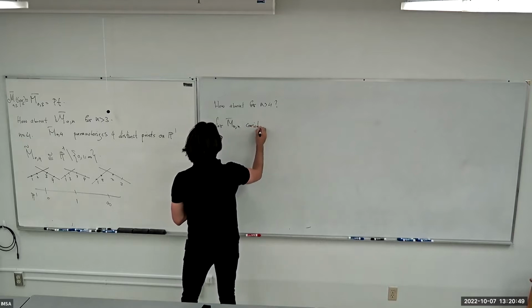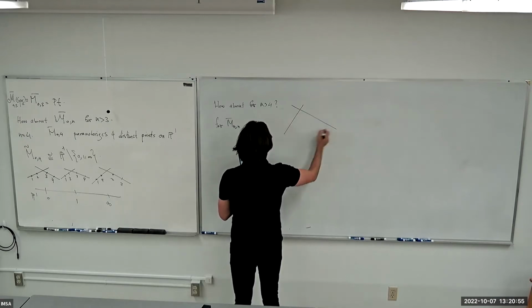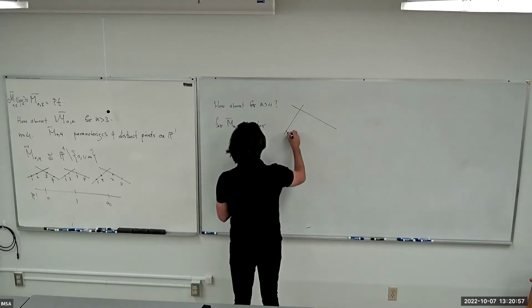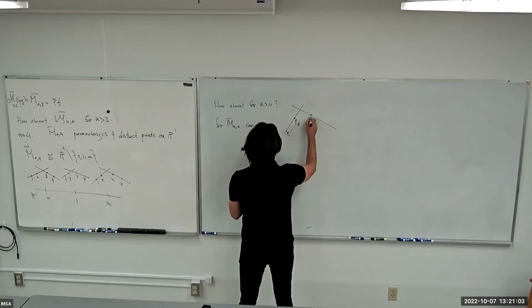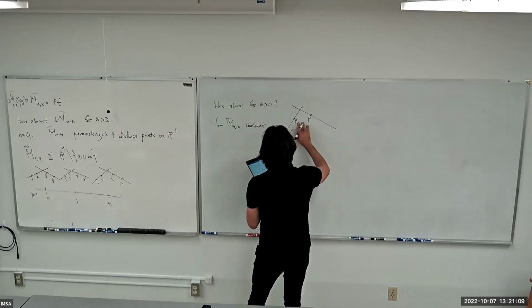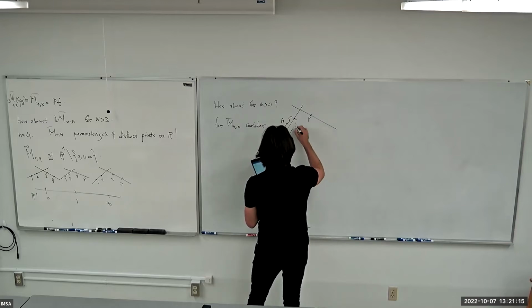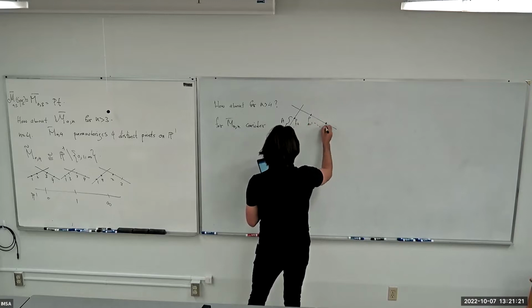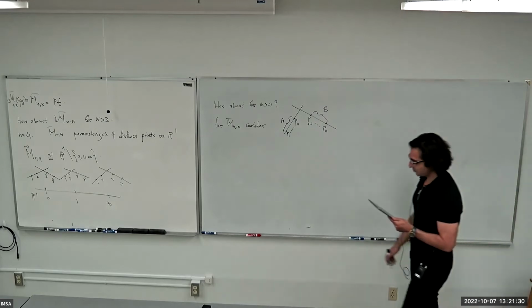consider this configuration. I'm going to put points P1 to PA, some number of A points in here, and then A plus 1 up to Pn. I'm going to call this number of points B. This number of points in here is A, and this number of points is B.